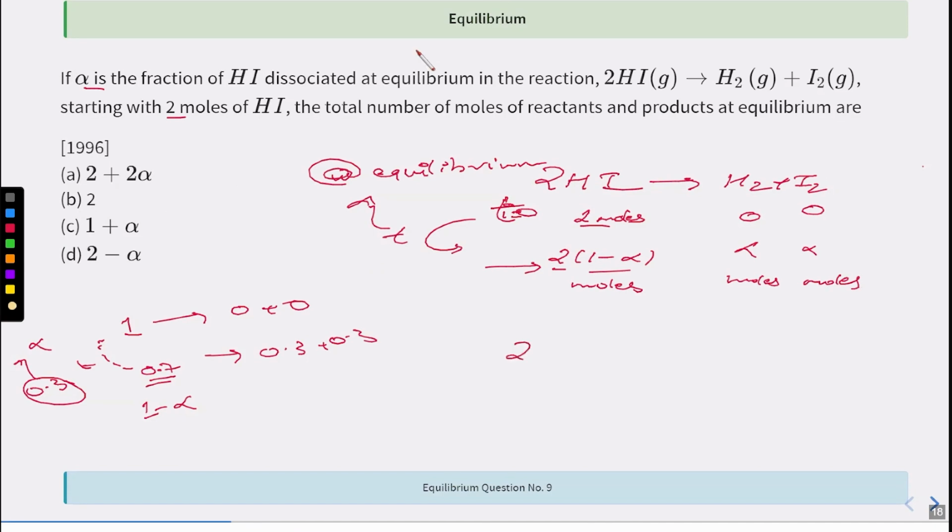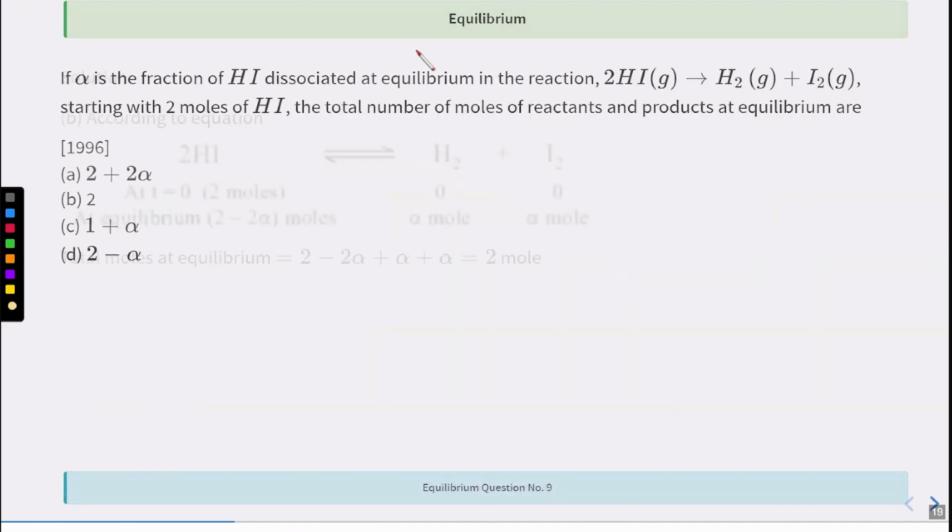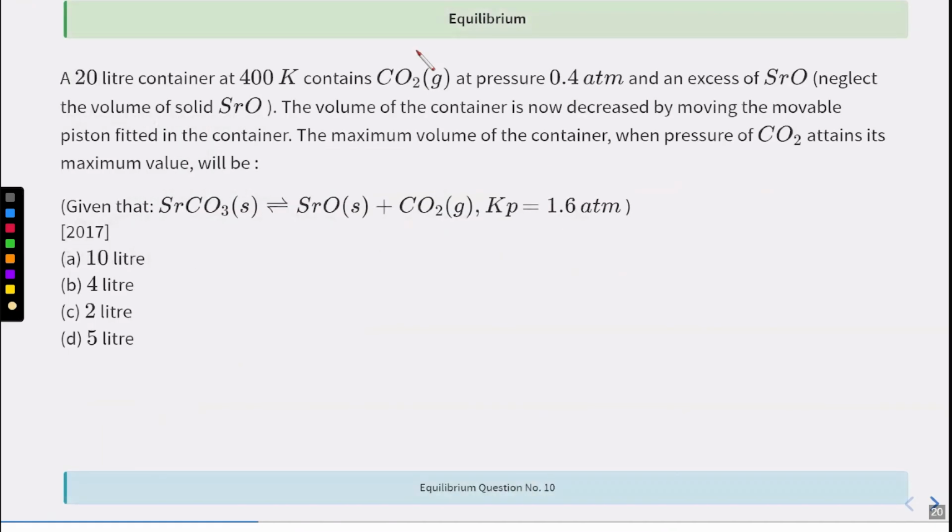Very simple. So that will be just 2 minus 2 alpha plus alpha plus alpha, and you can see that cancels out and you're left with 2 moles. So at equilibrium, the total number of moles is actually 2. Quite simple. Right? So that's 2. Next one.